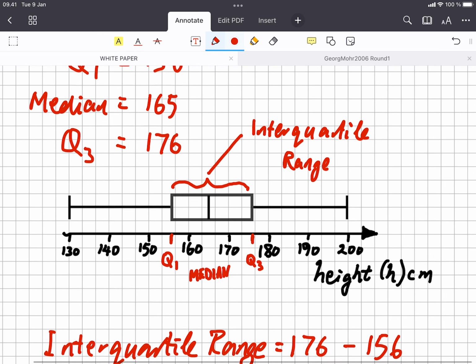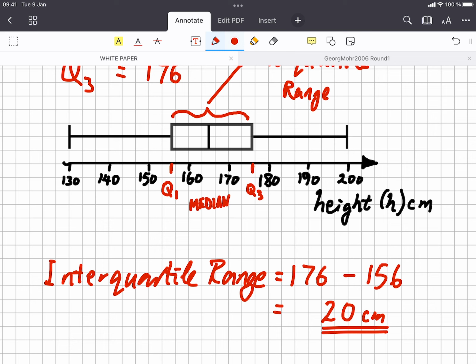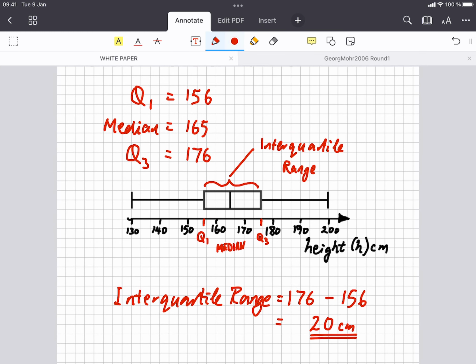And in this case, the interquartile range is 176 minus 156, Q3 minus Q1, and that's a spread of 20 centimeters for the middle 50%. So 20 centimeters from Q1 up to Q3, the middle 50%. The interquartile range is 20.